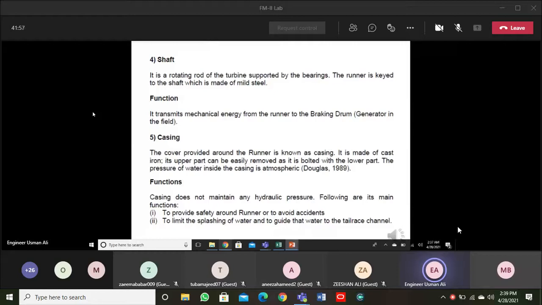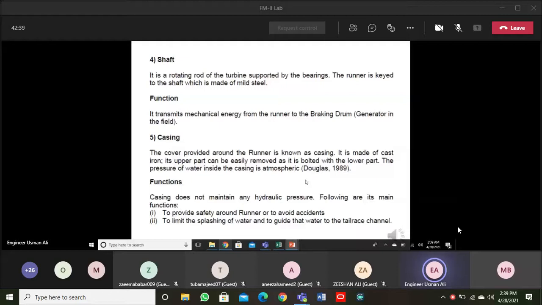This is the Bourdon gauge. The Bourdon gauge is used to measure the pressure head of water at the base of the nozzle, plus the elevation correction. If you see this diagram, this is a Bourdon gauge, attached to the penstock. In the figure you have to make, we have the penstock and the nozzle. This is the gauge attached just before the base of the nozzle.